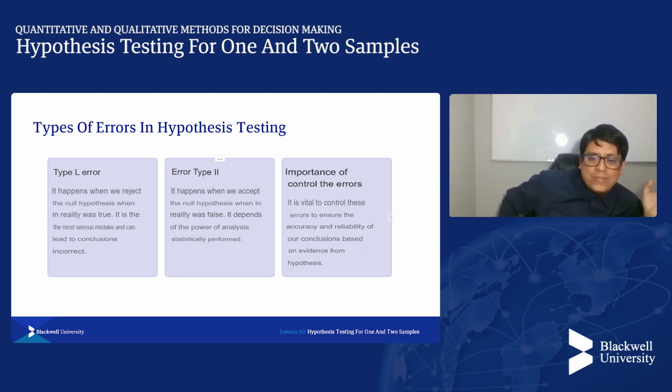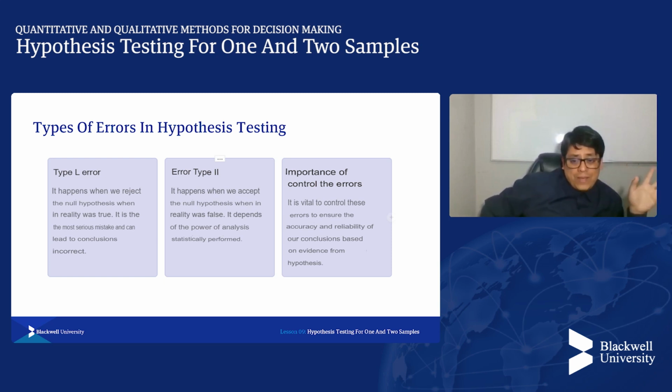And what if we are accepting it and it is false? Type 1 error is related to alpha, and type 2 error is related to beta. That's how we will see it in the books, right? The bad thing is that we can control type 1 error because it depends on the reliability of the study, but we cannot control type 2 error. That actually depends on the power of the statistical analysis conducted.